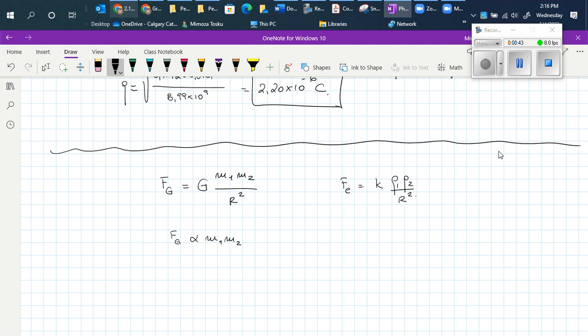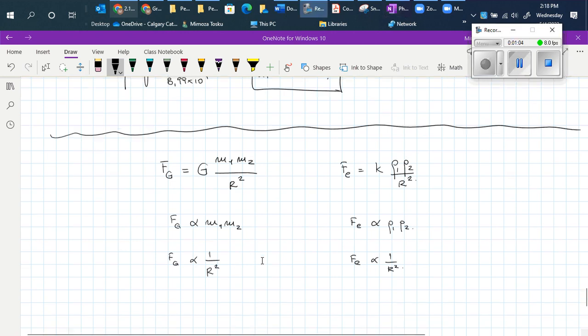So both of them have, as a similarity, that they are in direct proportion to the product of the masses or the product of the charges. They are both in direct proportion to the inverse square of the distance.